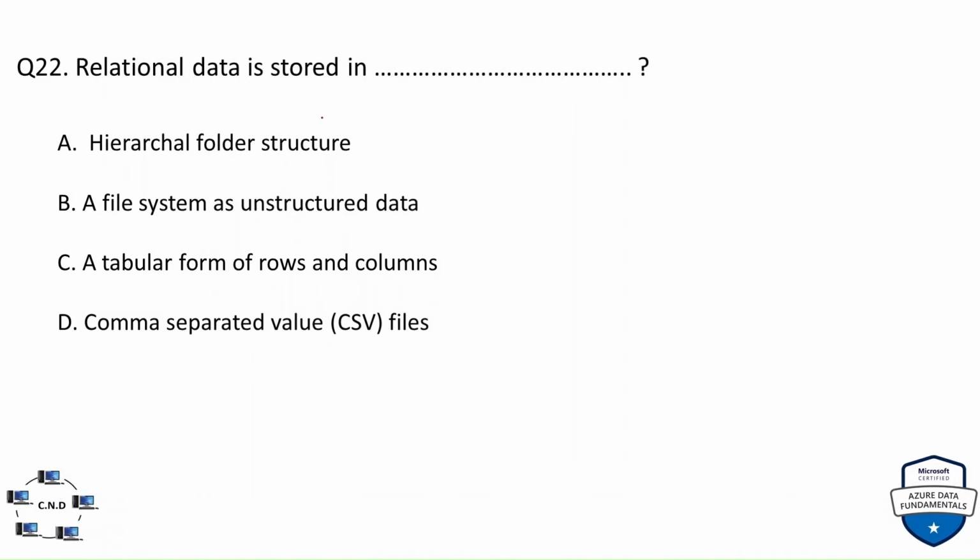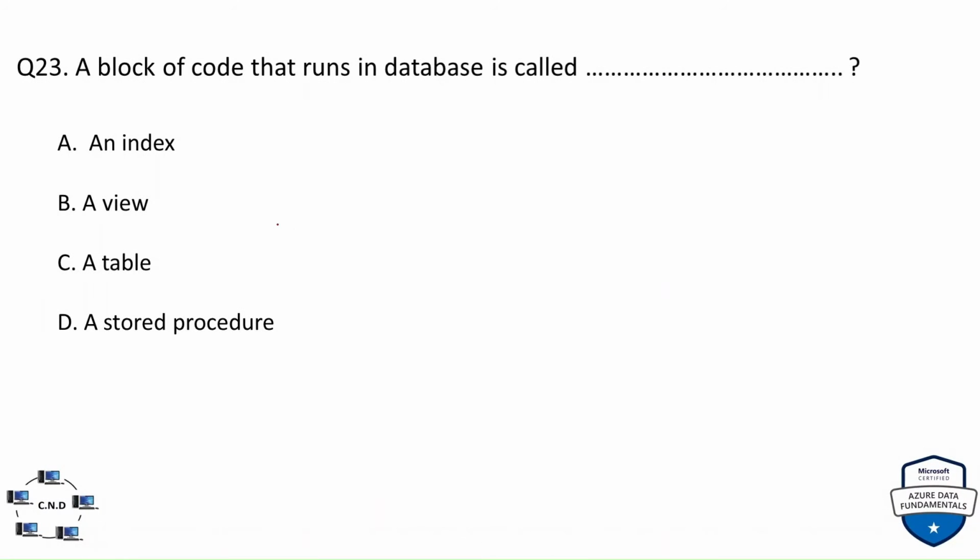Question number 22 is that a relational database is stored in the form of. Options are A. Hierarchical folder structure, B. A file system as unstructured data, C. A tabular form of rows and columns, and D. Comma separated value CSV files. And the correct option is that a relational database is stored in the form of rows and columns.